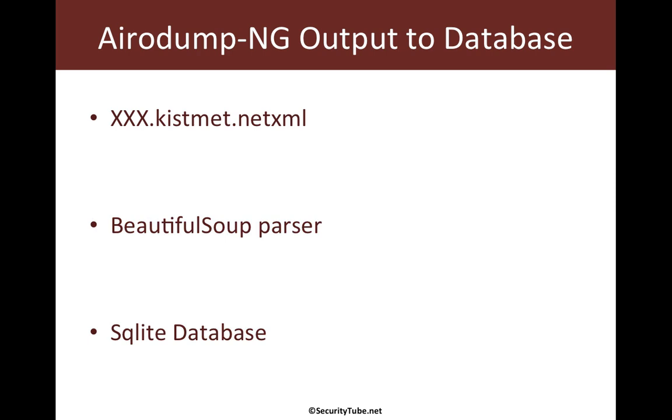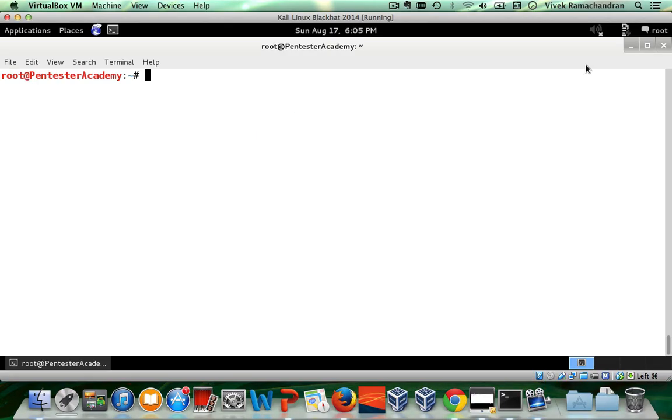So what are we really going to do here? Well, airodump-ng has an option where we can store its output in the form of a net.xml file. Now this XML file is something we can feed into an XML parser like Beautiful Soup, and then mine and push useful information into the SQLite database. So let's jump right in.